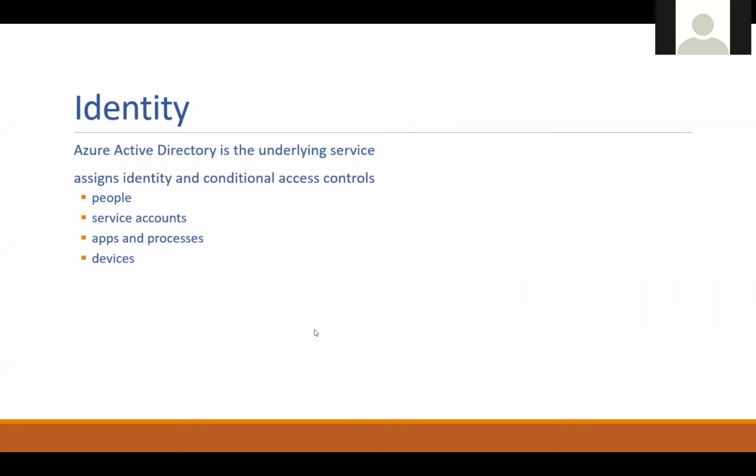So what Microsoft does with identity is that in Azure Active Directory, the underlying service assigns identity. It allows you to assign identities and conditional access to people, service accounts, applications and processes, and devices. So each of these can be identified and classified within the Azure Active Directory in a single location.